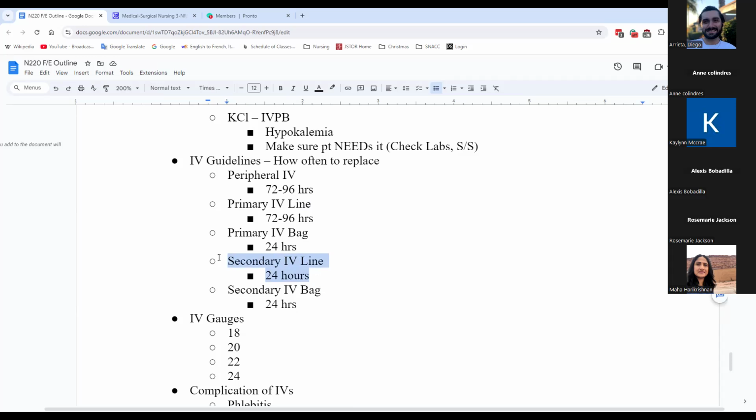So, something I don't think they go over too much, but for your secondary IVs, you might have seen this in the room. You might have seen an empty secondary bag with the line just hanging on the pole. And you might have wondered, why is that? Why did they just leave it there? Has anyone seen a secondary IV line plus bag just hanging, like empty?